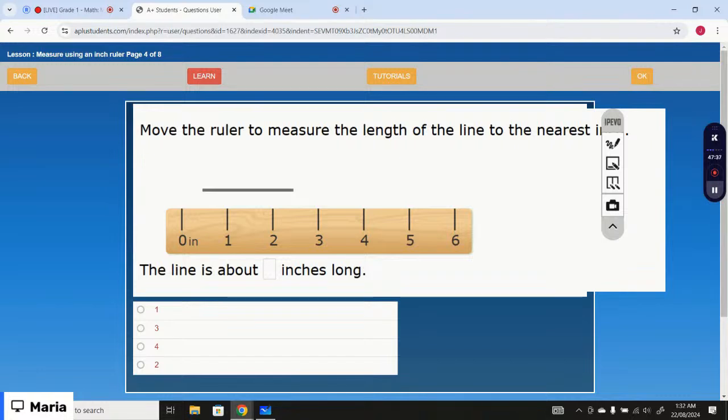Move the ruler to measure the length of the line to the nearest inch. So, which is the correct option? The correct option is 2 inches long. The correct option is 2.